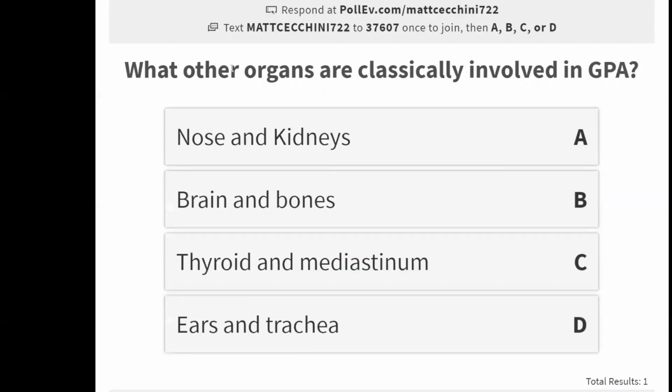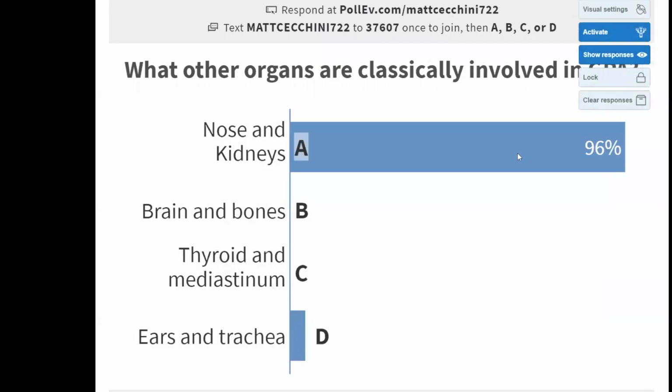And then another question about it: what other organs could be classically involved in GPA? Is it A, nose and kidney? Is it B, brain and bones? Is it C, thyroid and mediastinum? Or D, ears and trachea? Perfect. Yeah. So great job, everyone.